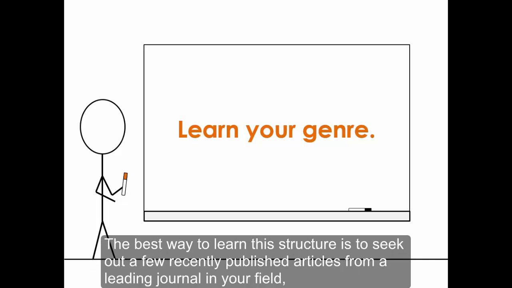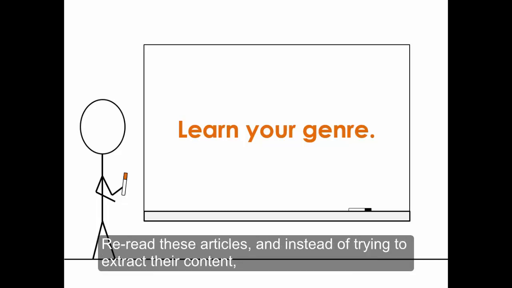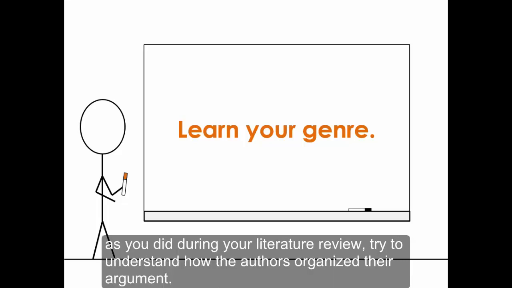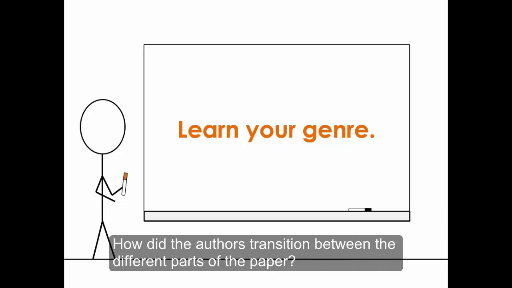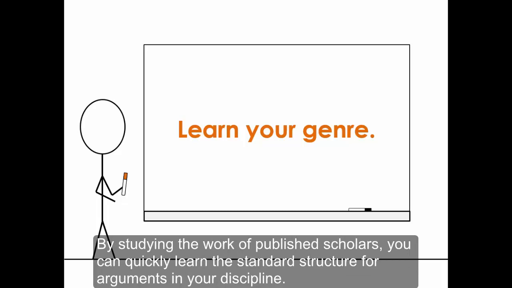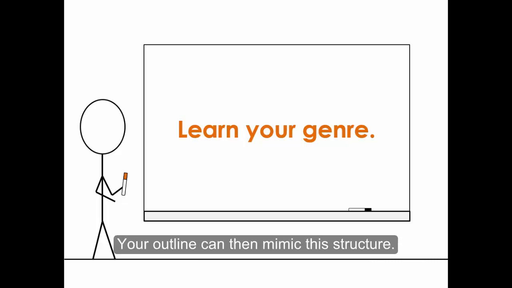The best way to learn this structure is to seek out a few recently published articles from a leading journal and then spend some time deconstructing them. Reread these articles, and instead of trying to extract their content, as you did during your lit review, try to understand how the authors organize their argument. What are the paper's major sections? How long is each section relative to the length of the paper? How did the author transition between the different parts of the paper? By studying the work of published scholars, you can quickly learn the standard structure for arguments in your discipline. Your outline can then mimic this structure.